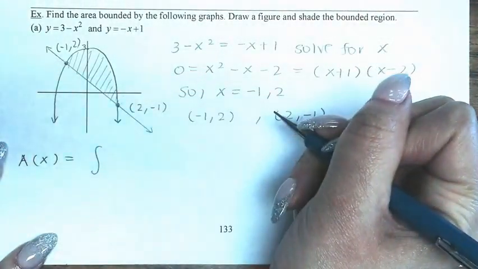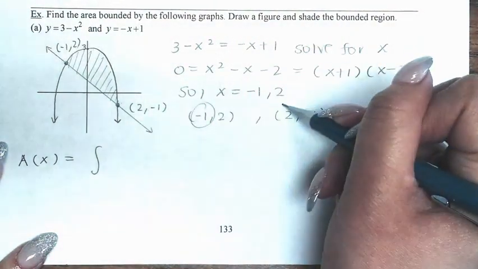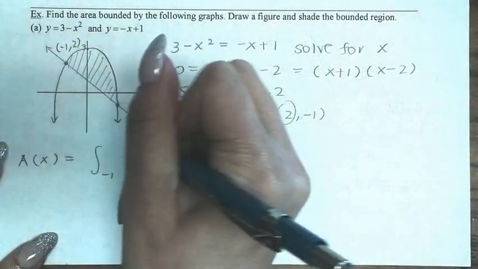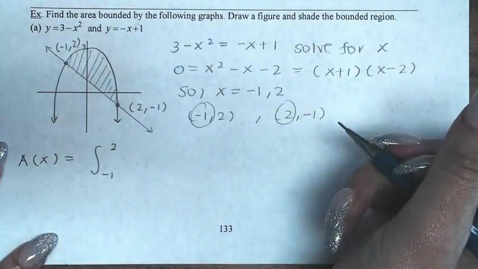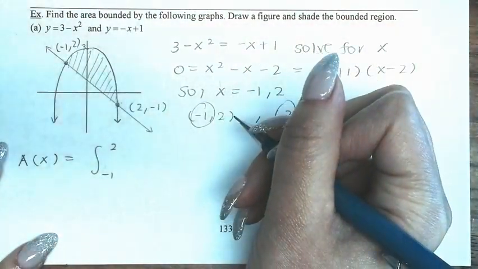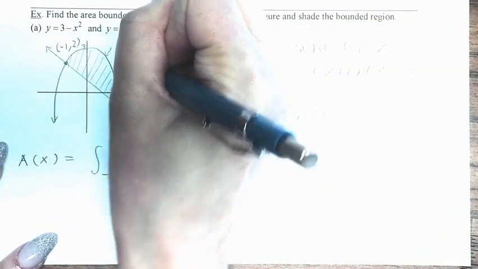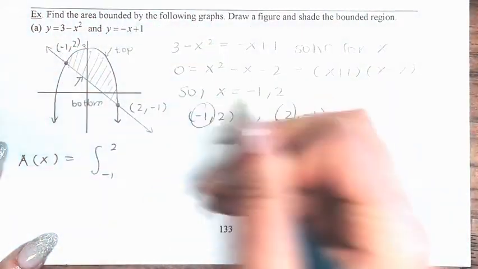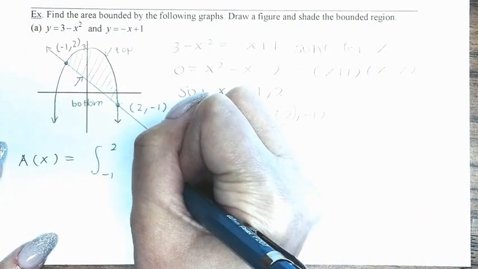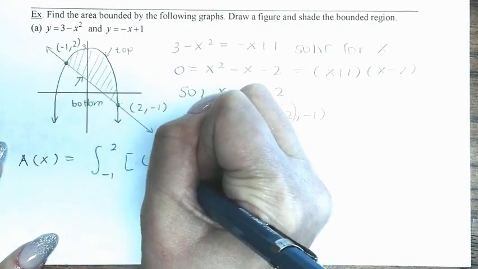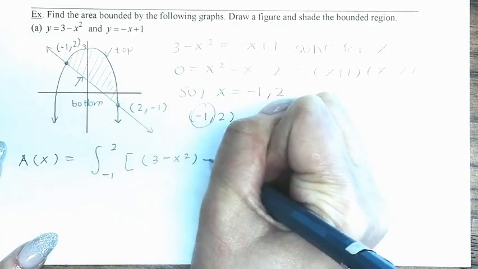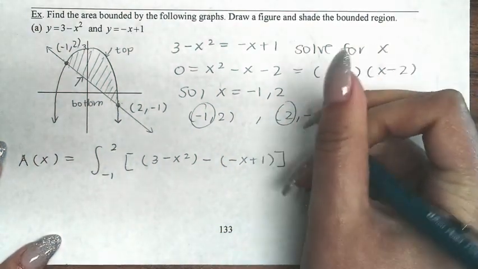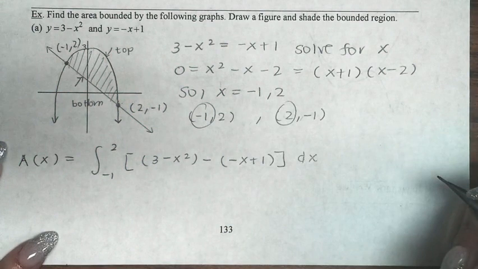So the integral that we're looking for, you are going to look at the x part of your points here. It's going to be negative 1 to 2, and after that you are going to do top minus bottom. This guy is at the top, this guy is at the bottom. Therefore, you have the integral from negative 1 to 2 of 3 minus x squared minus, and then negative x plus 1, close it, with respect to x, so dx.